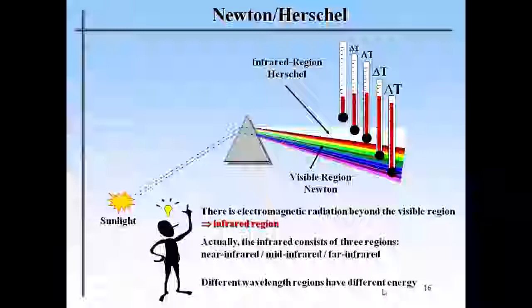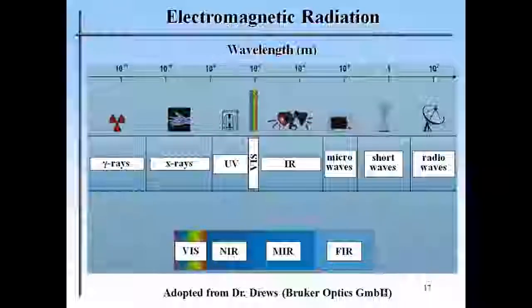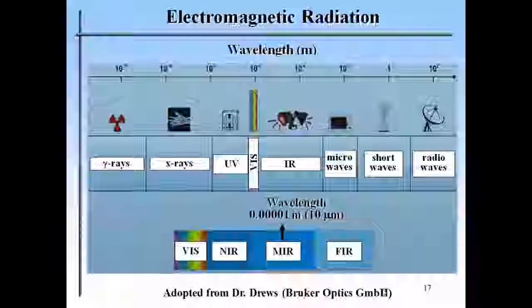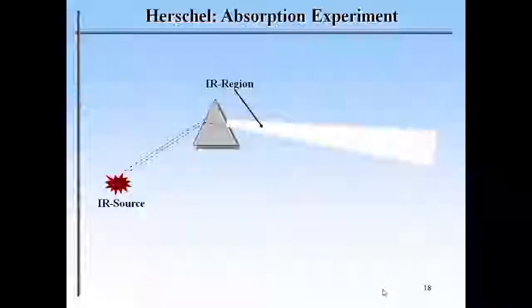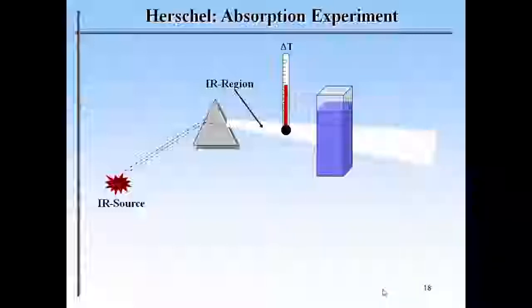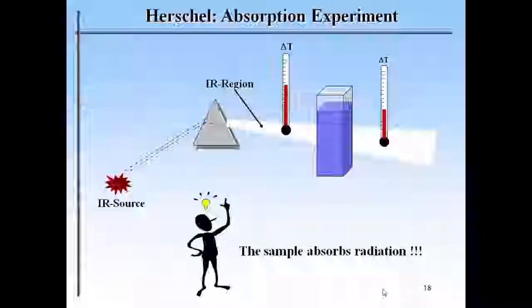And different wavelength regions have different energy. So the wavelengths we are talking about in this tutorial are embedded between the visible and the microwave. So we are here. That's what we measure. Herschel did another experiment. He took a sample, he measured the temperature before the sample, and he measured it after the sample. And the temperature decreased. So he assumed that the sample absorbs.